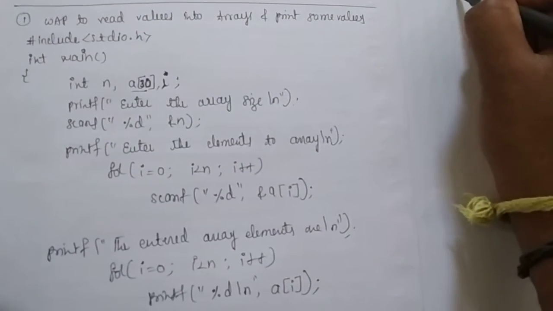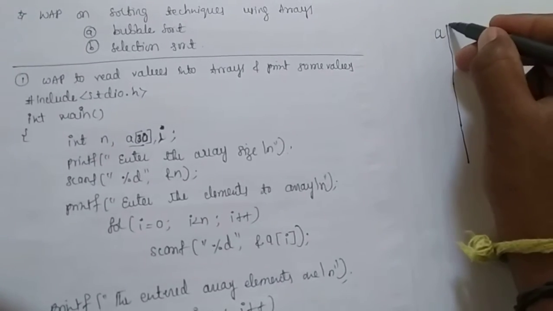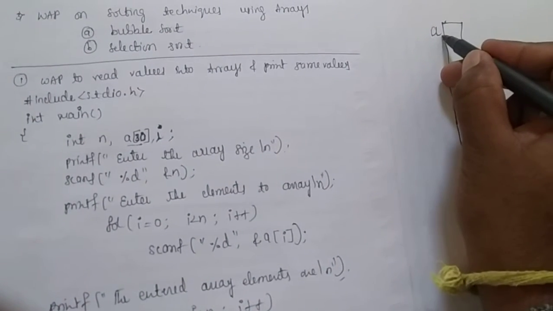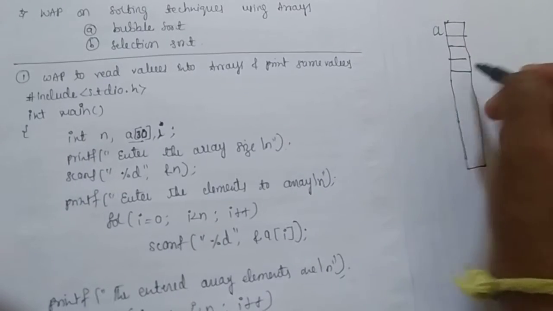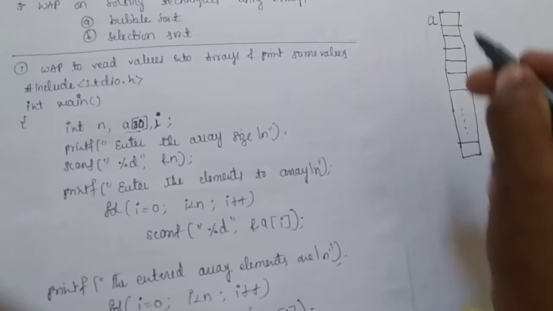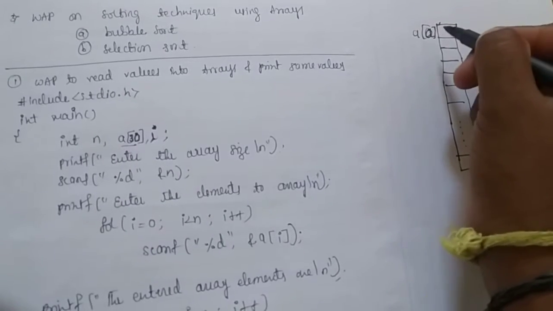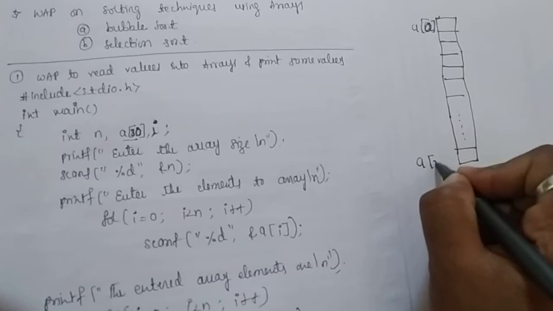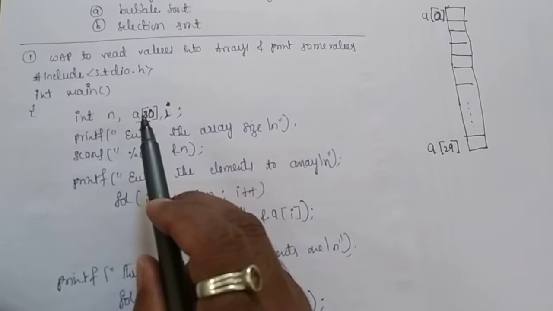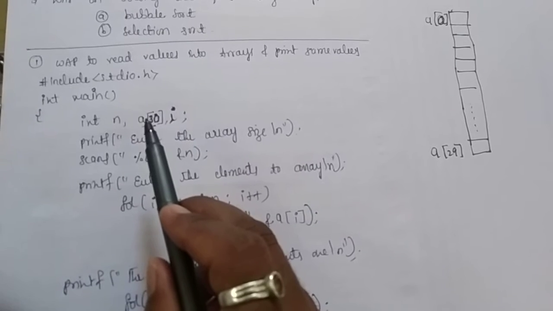the array a we are going to create with 30 locations. Consider this array contains indices 0 to 29. The last number will be 29. So a[0] up to a[29], a total of 30 elements. Now the question is, I don't want to use all 30 locations. I am going to use one limited number out of 30. That is your n value.